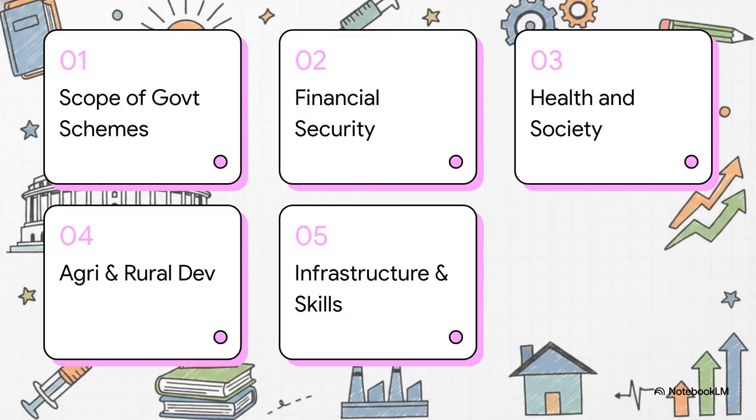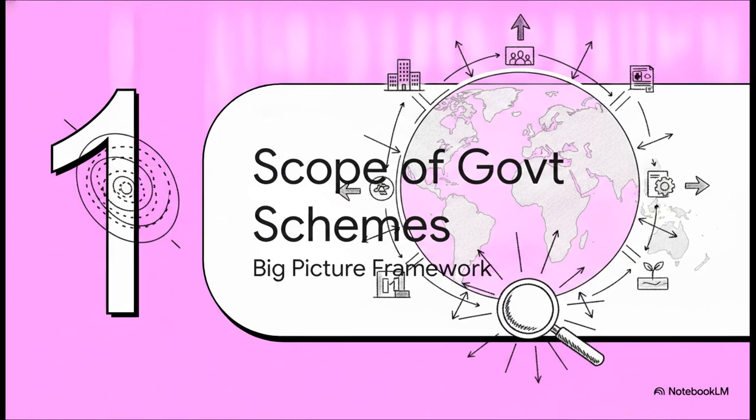So, to make sense of all of this, here is our roadmap for today. First, we'll look at the scope of government schemes. Then, financial inclusion and security, followed by empowering health and society, agriculture and rural development, and finally, building infrastructure and skills. Okay, let's kick things off with Section 1.